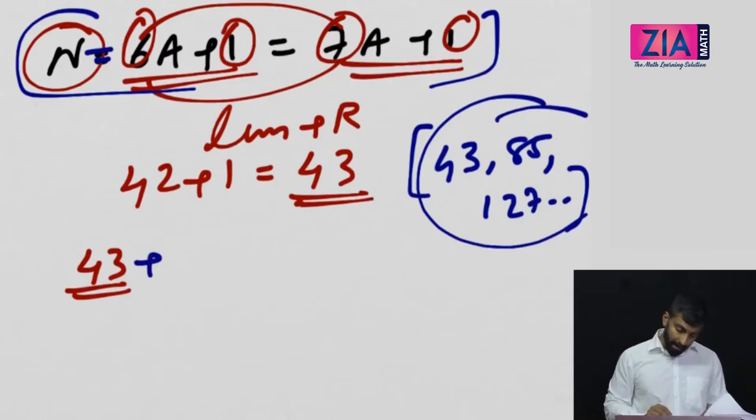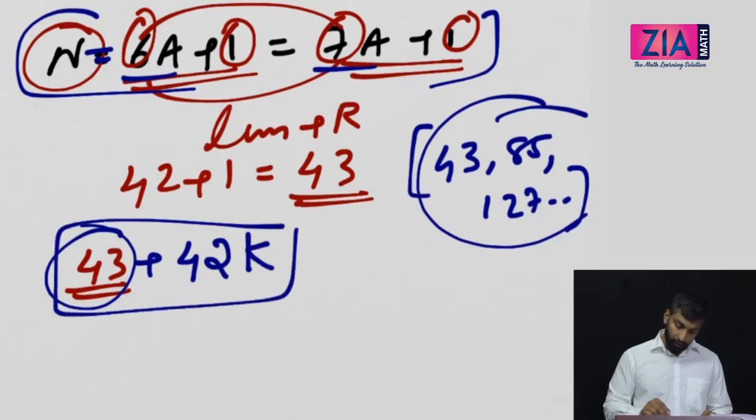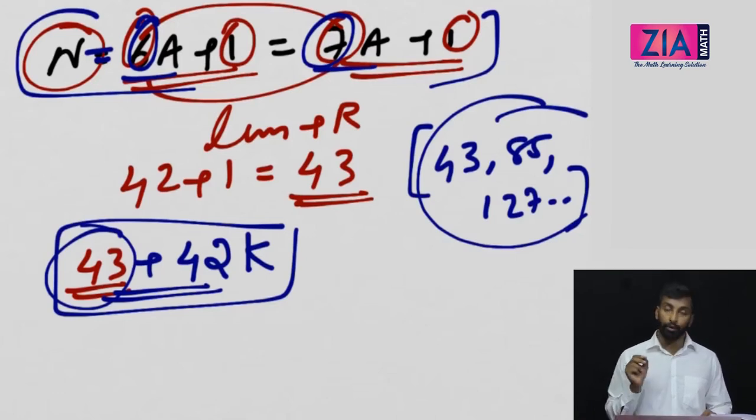Now how is this going to make an AP? First term we understood is 43. Why? 43 is the first number which satisfies both these conditions: when divided by 6 leaves a remainder 1, when divided by 7 leaves a remainder 1. What is the next number? If you need to get the next number, you need to add 42. What is 42? 42 is nothing but the LCM of the divisors, and that will be the common difference of the AP. So you're going to get a series 43 plus 42k. 43 is the first term, 42 is the common difference, and it's an AP.